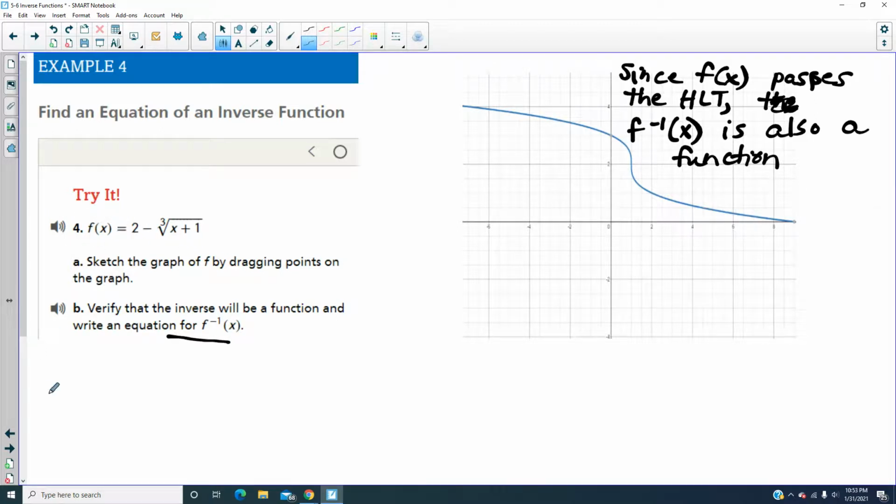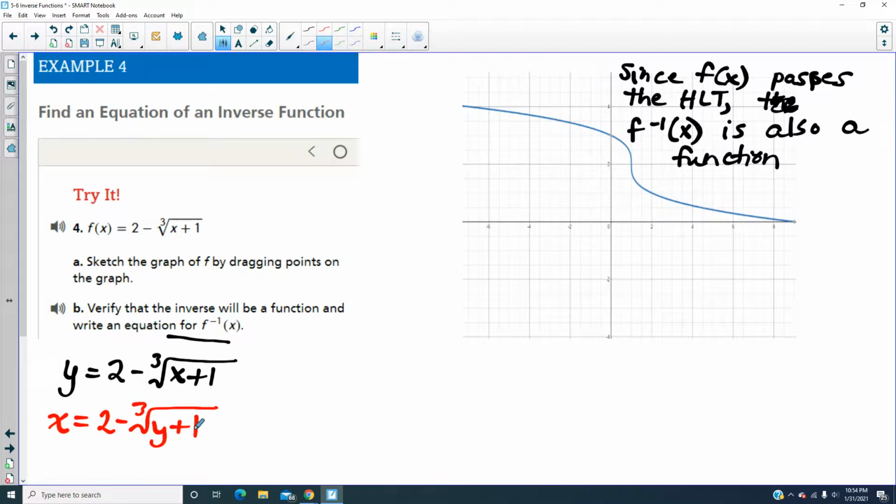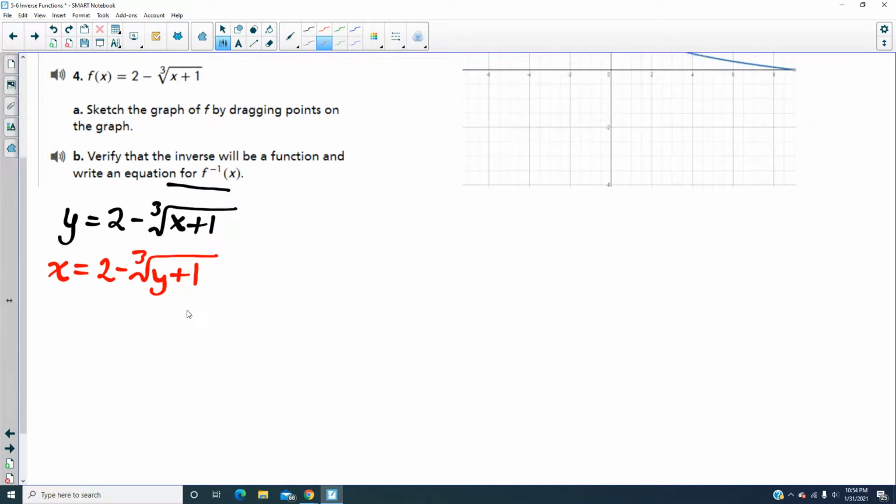I'm going to replace the f of x with a y. y equals 2 minus the cubed root of x plus 1. Then I need to switch the x and the y. So now I'm writing in red. That means I have the inverse. x equals 2 minus the cubed root of y plus 1. Then I'm going to solve this for y. So I'm going to subtract both sides by 2. x minus 2 equals the negative cubed root of y plus 1.